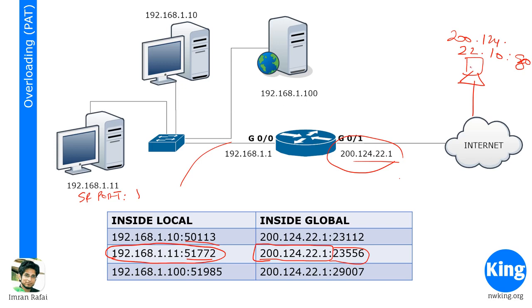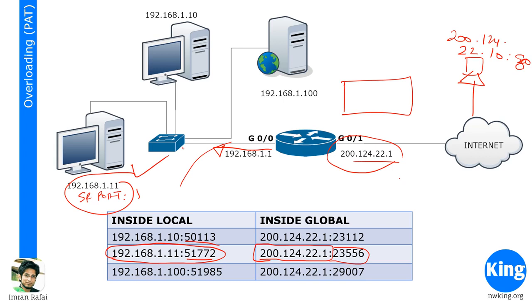Now this device, as we know how the internet works, will send a reply back to destination 200.124.22.1, which is nothing but global for everybody. But the destination port number is going to be 23556. When it comes here, this device has a translation table. It says, okay, you're coming to 23556, which is nothing but a translation that I made for 192.168.1.11 for a port number of 51772. So it takes that information, updates the destination IP address and destination port number, and sends it onto the network, which will definitely get delivered to this device, and our communication works.